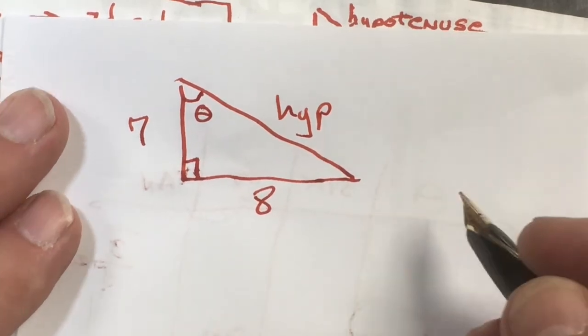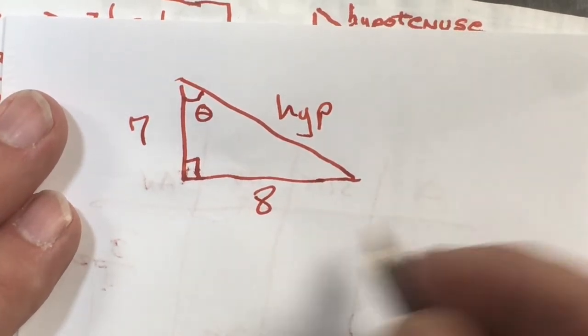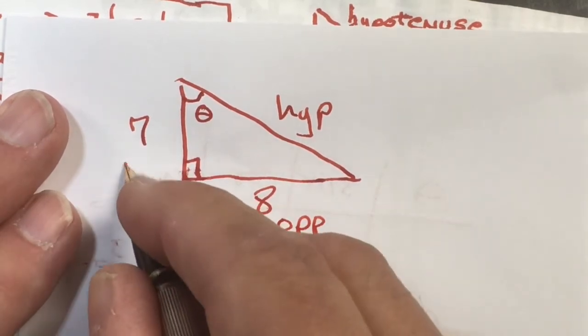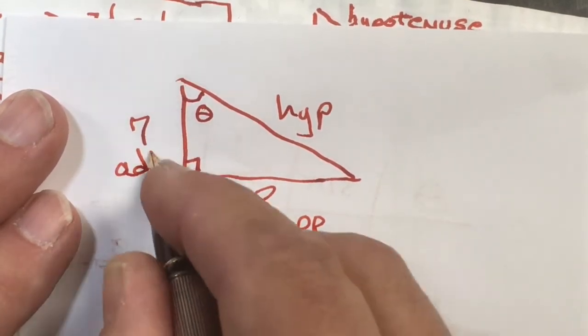Which one is the opposite? 8. Right, this is the opposite. Sometimes you divide, sometimes you multiply. It depends.